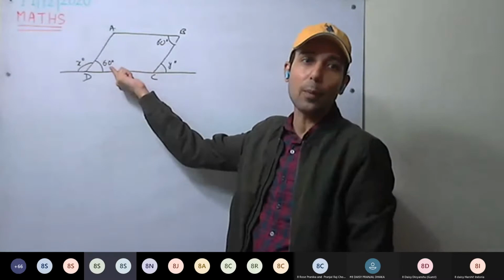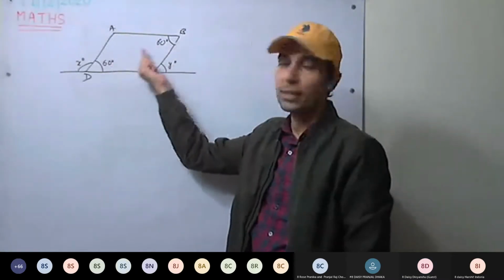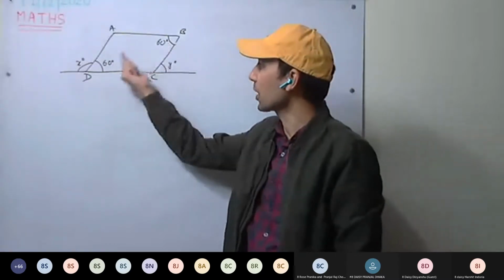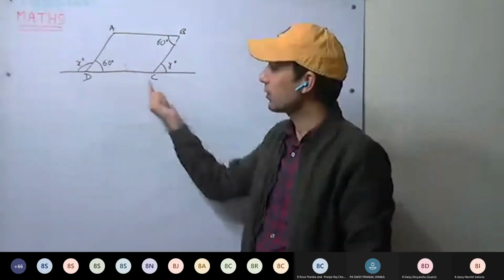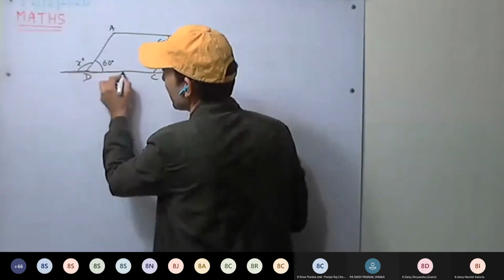In a parallelogram, opposite angles are equal. We can simply write: in a parallelogram, opposite angles are equal. That is the reason we have written. Now, how to calculate x?